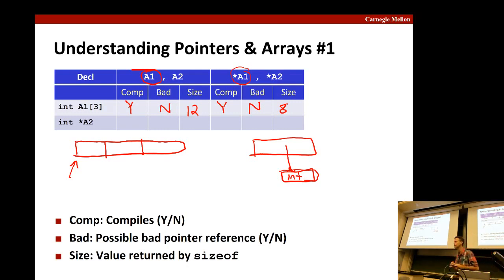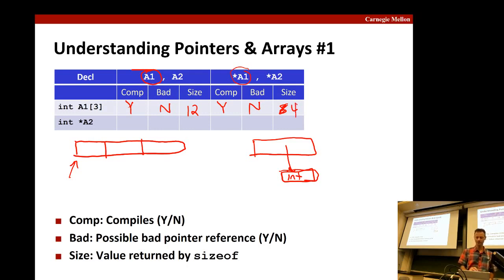Yes? Going back to the size of star A1, why is that a pointer? So you have A1, and then you dereference it. That's a good point. You actually get the first element of it. You're right, so this should be 4. Good.